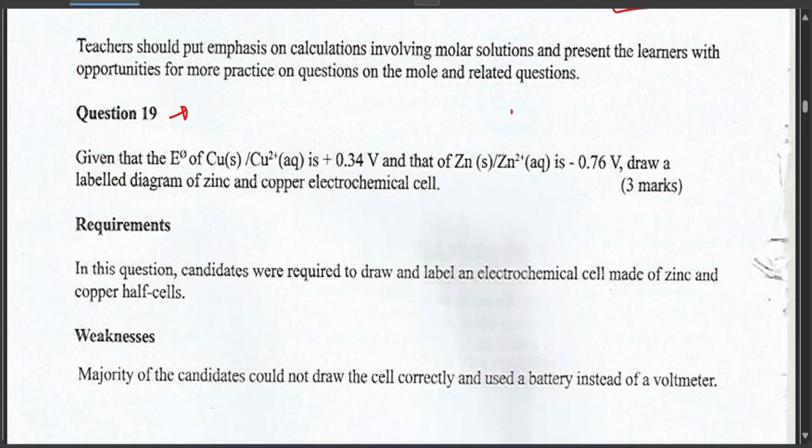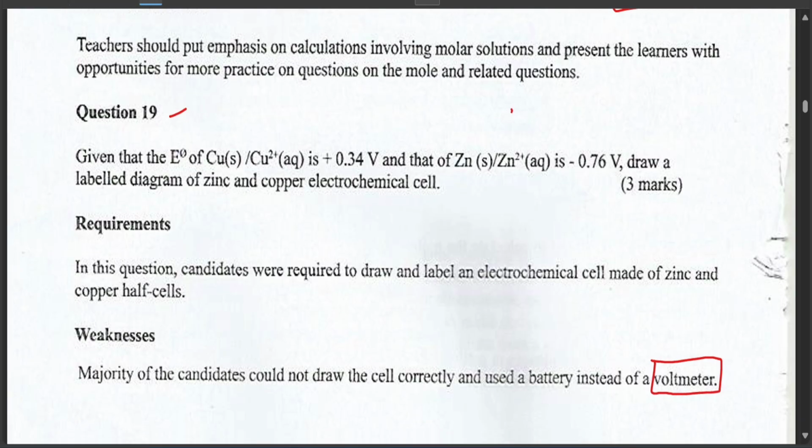So the weaknesses include this: the majority of the candidates could not draw the cell correctly because they confused it with that of electrolysis, and they used a battery instead of a voltmeter. And this is still a commonly mistaken question. So therefore, students should still be very prudent with such questions.